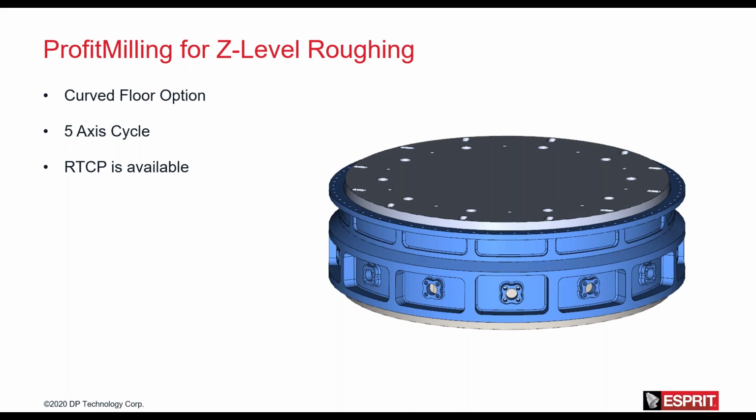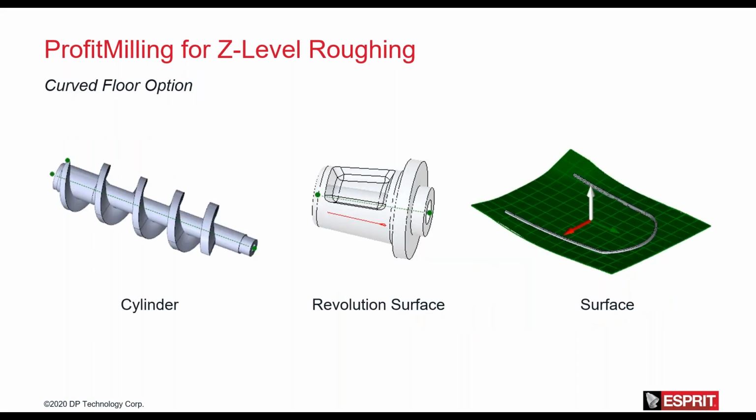Profile milling for Z-level roughing. For profile milling on the OD of your part, you will need to use Z-level roughing with follow curve floor. This operation is a 5-axis operation with the option of RTCP available. If the drive entity type is set to cylinder, you're building an invisible virtual cylinder for the tool to follow. The cylinder is made up of 3 parts: the cylinder seam point that creates the location where the virtual cylinder seam is, the axis start point, and the axis end point. They define the ends and the location of the axis center line.